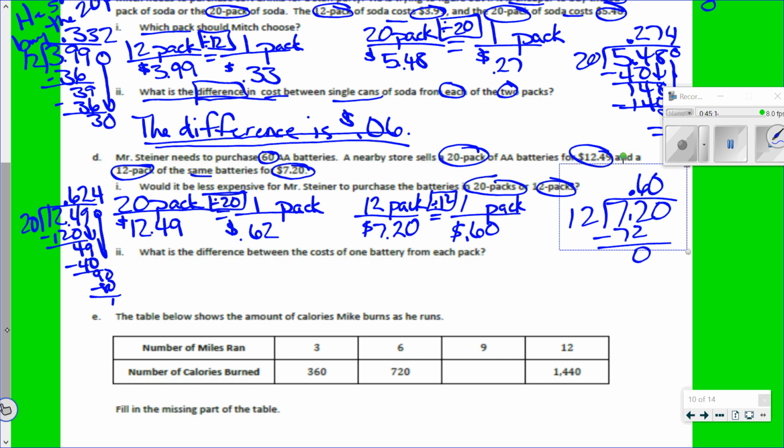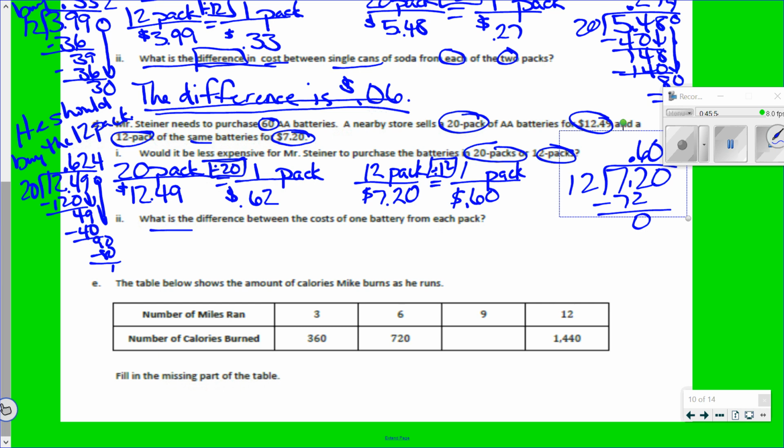So what is my actual answer then? Because you're absolutely right. We're not done. We got to still answer the question, which is? The difference is... Nope, that's the next one. You should buy the 12-pack. Good. And this does actually happen in real life, guys. Normally, the bigger packs are cheaper, but you have to be careful. Sometimes, if you do the math, the smaller packs are actually better.